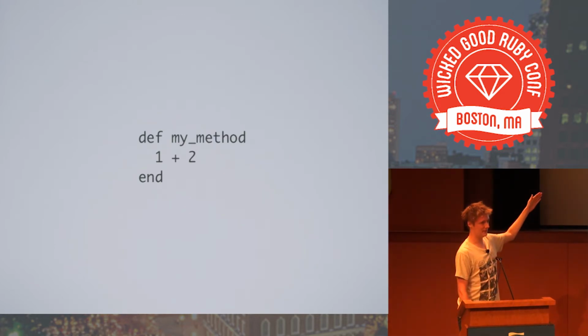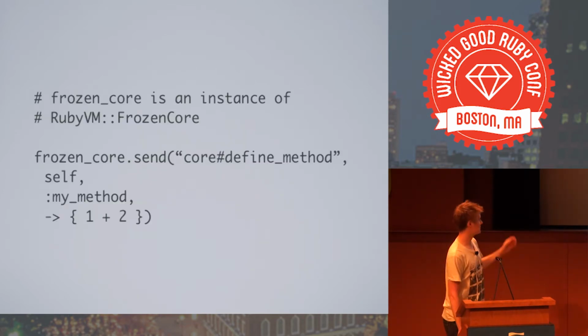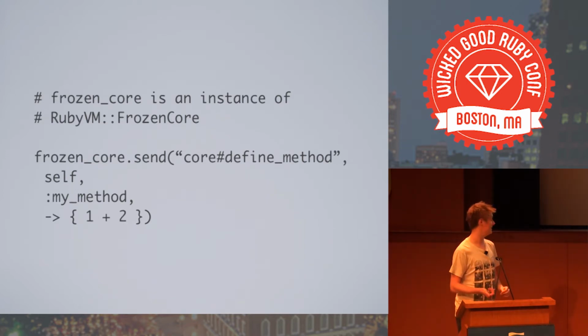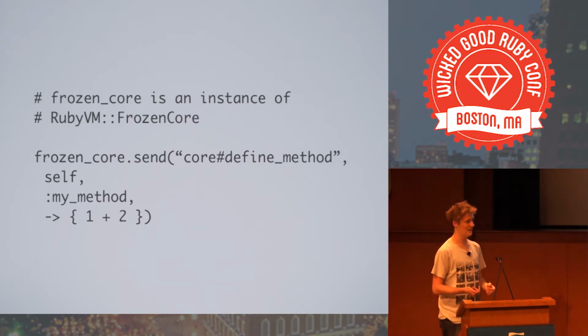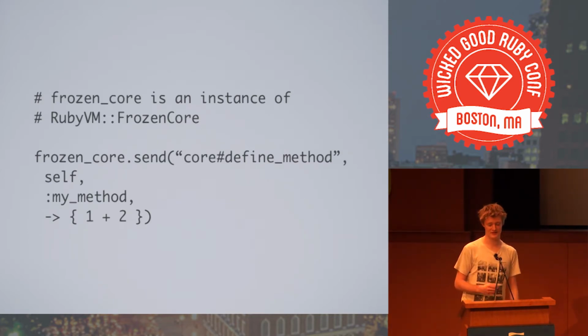So whenever you type a bit of code like this, def my_method, 1 + 2, that is actually turned into something similar to that by Ruby. So it's actually sending a method called core#define_method against an object called frozen core. It passes self, so the class that you're defining the method on. It passes the method name, and then it passes the body of the method. This is all pretty loose and vague, but it's pretty close to what it actually does.